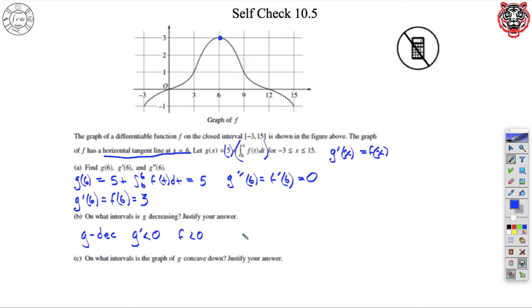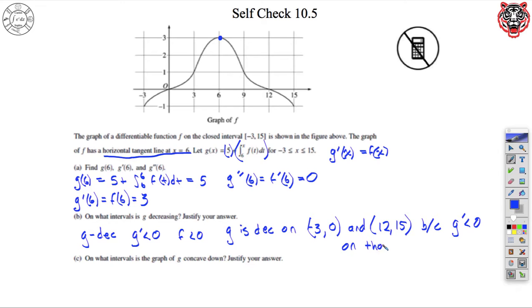So, how do we say that in our notation? We say g is decreasing on -3 to 0 and 12 to 15. And then we need to justify our answer. That's not enough. We'll say because, and we'll use this definition: g prime is less than 0 on those intervals.